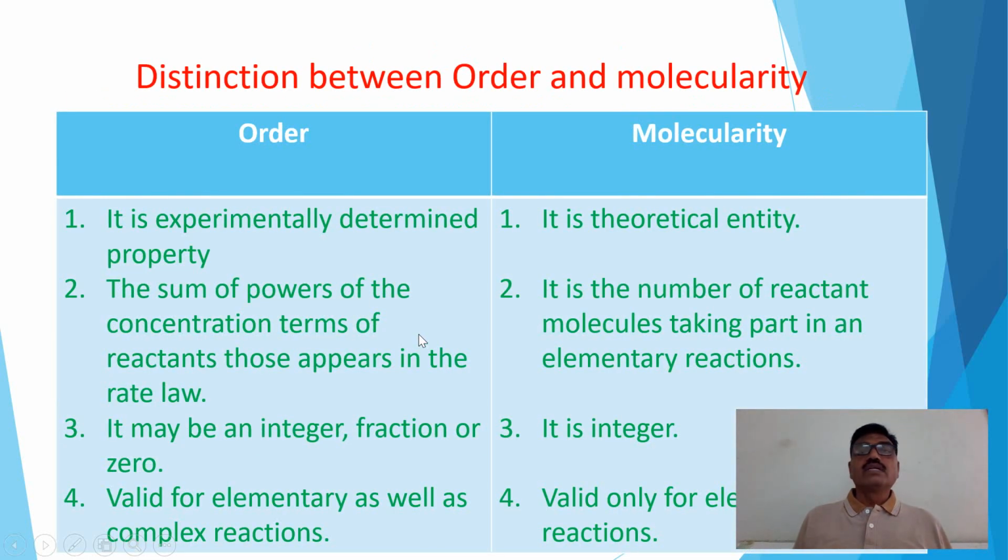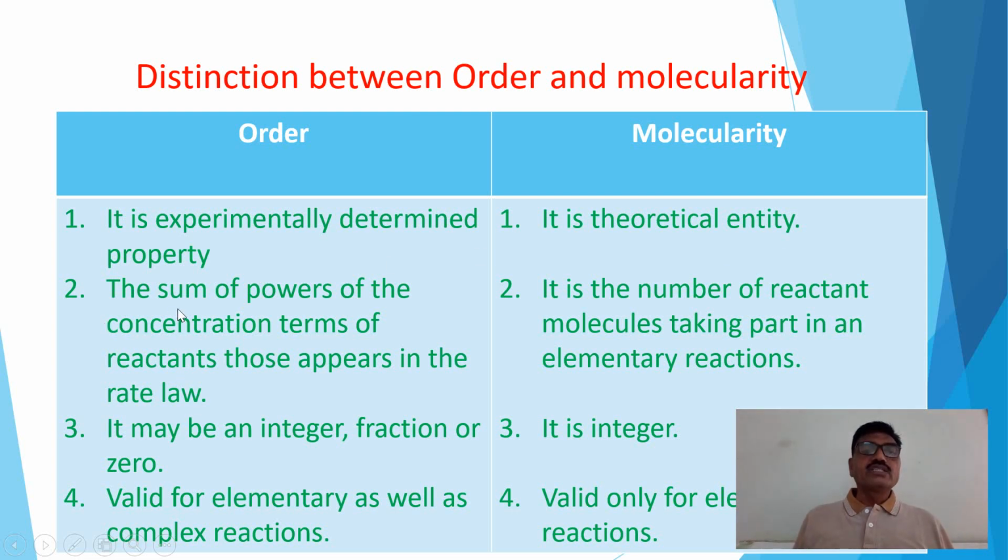Then one more important aspect: the distinction between order and molecularity. There may be a simple question in the examination: distinguish between order of reaction and molecularity of the reaction. Now we are capable of distinguishing, as we have already studied both these terms. So what is order? Try to understand. It is an experimentally determined property. Order is always found experimentally. Molecularity is a theoretical entity. We can find the molecularity theoretically, whether it is unimolecular, bimolecular, and so on.